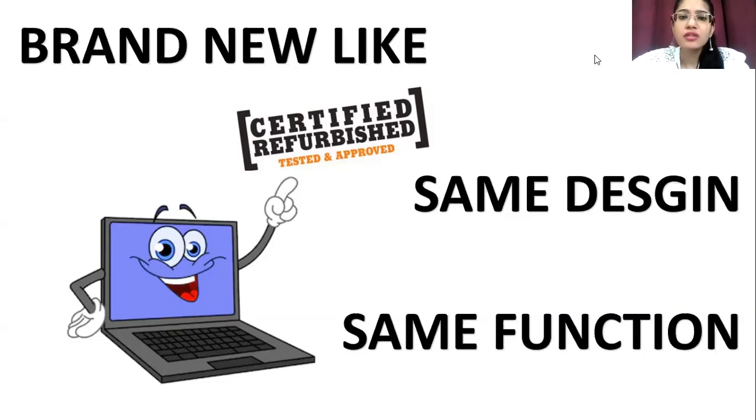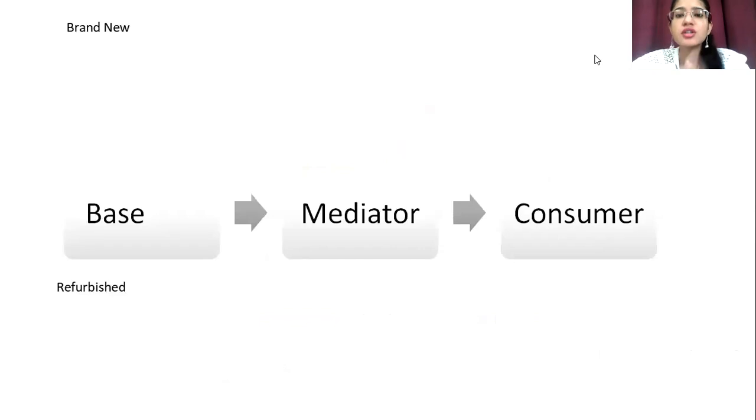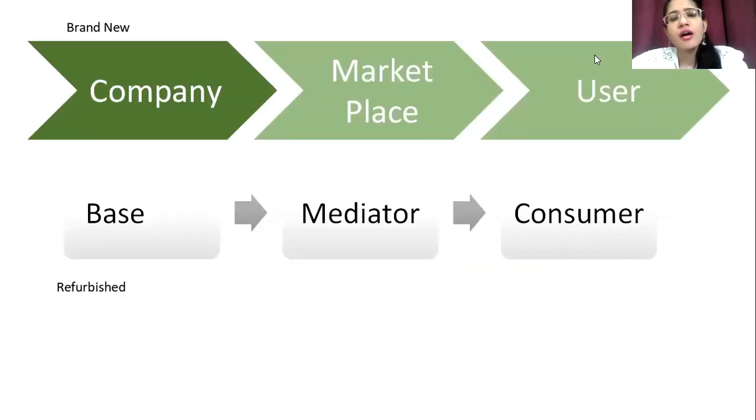Now let us talk about the pathway of refurbished, certified refurbished or brand new products, like how this pre-ownership takes place. This pathway includes a base, a mediator, and a consumer. Consumers and base are nothing else but common factors, which are the company and the user. The base in brand new is always the company. It will always remain the constant. In brand new gadgets, it will always be the company.